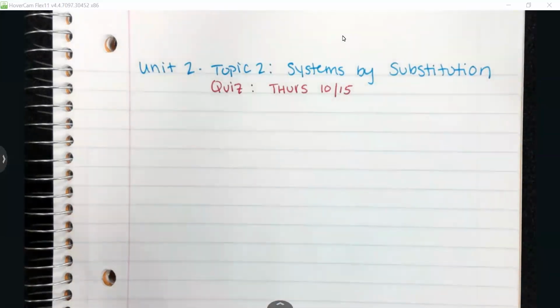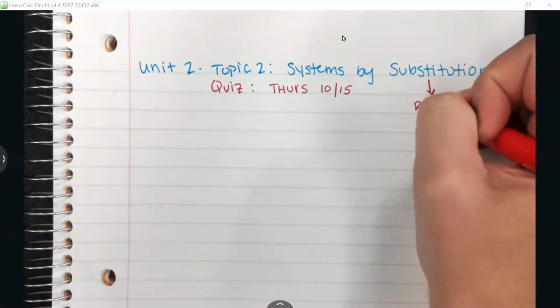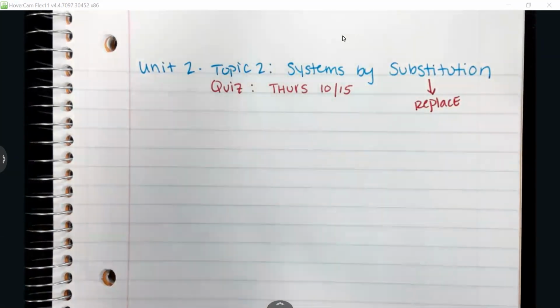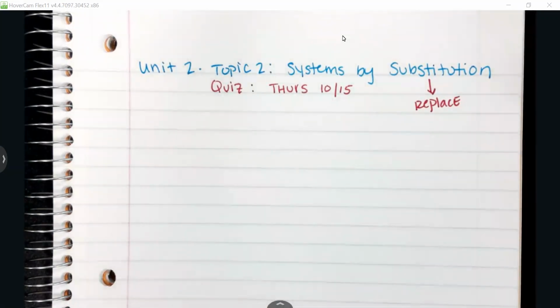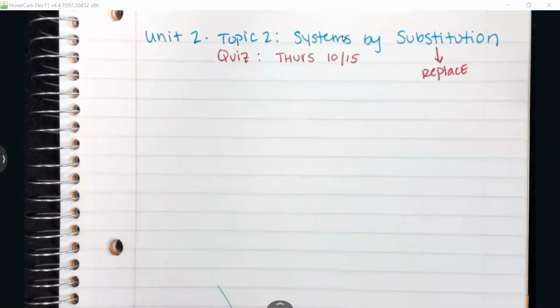What does the word substitution mean? To do what? To replace, to change, to take something out and put something else in. So that's what we are doing. We are taking something out and we are putting something else in. How do you decide what gets taken out and what gets put into that place?